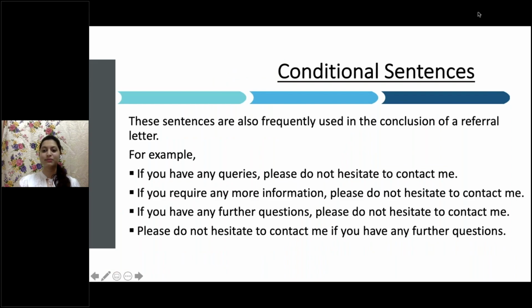So conditional sentences, please include them. Let me tell you what they are. These sentences are also frequently used in the conclusion of a referral letter. For example, "If you have any queries, please do not hesitate to contact me." Or "If you require any more information, please do not hesitate to contact me." Or "Please do not hesitate to contact me if you have any further questions." This is just a rephrase of the above sentences.